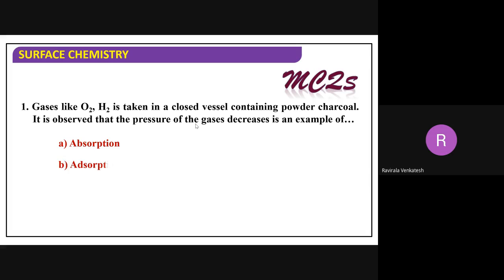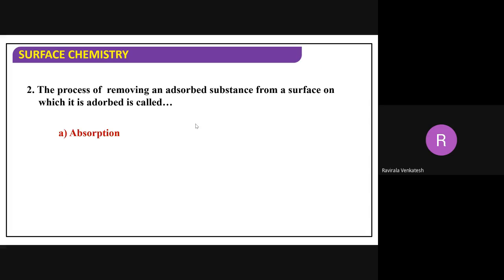Gases like oxygen and hydrogen are taken in a closed vessel containing powdered charcoal. It is observed that the pressure of the gas decreases. So what is the phenomenon we observe here? Adsorption. The process of removing an adsorbed substance from a surface on which it is adsorbed is called desorption, right?